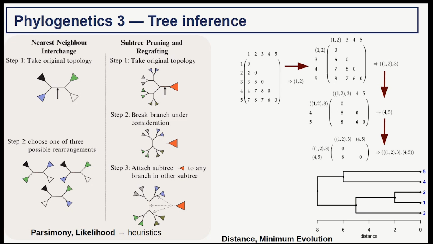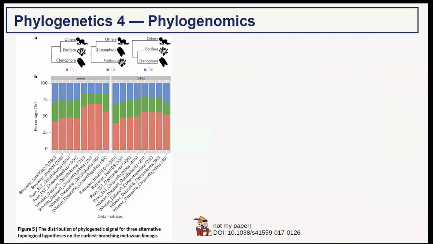So we have one tree, and then we ask, is this tree a good explanation for the data that I have or not? And then you try a slightly different tree, and then you ask again until you find a tree that you're satisfied with. So parsimony, likelihood, and Bayesian models, they are based on that. And there's the fourth step.